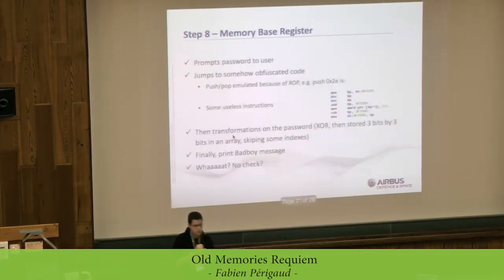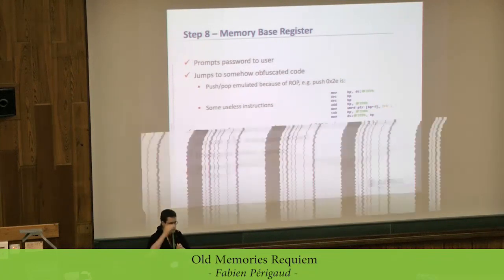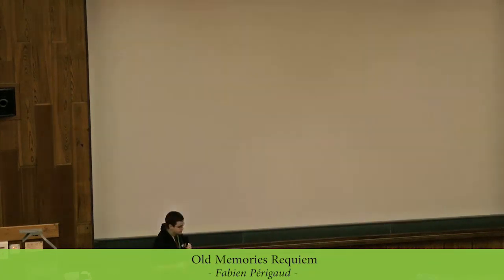So after that, we can begin the analysis. So first, there's a password prompt to the user. Then we have a bunch of obfuscated code. There's, for example, some push and pop instructions which have been emulated because as we are executing a ROP, we can't really push and pop values.